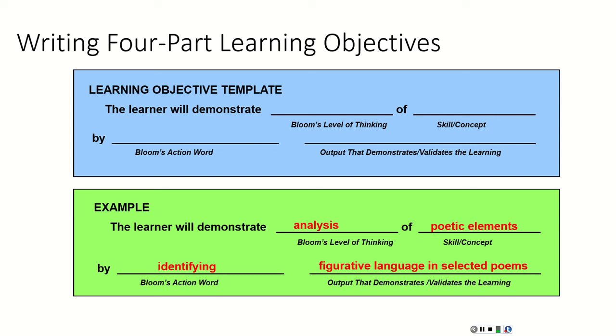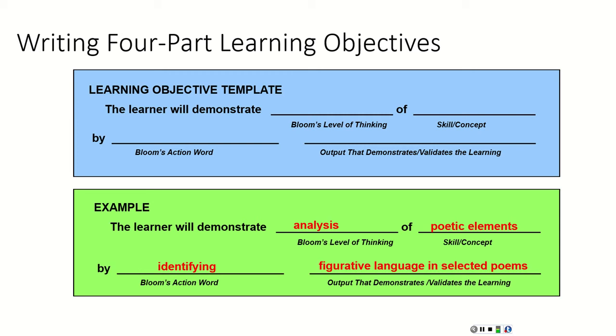I'm providing you with a template, and this is your 4-part learning objective template. And you can see it's called that because there are 4 parts. It starts with the learner will demonstrate, and then you provide the Bloom's level of thinking, so one of those 6 levels from the pyramid, and then what skill or concept are they going to be showing or demonstrating, and you'll get this from your state standards, your concept standards, your district standards. And then the action word that demonstrates the output, that validates the learning.